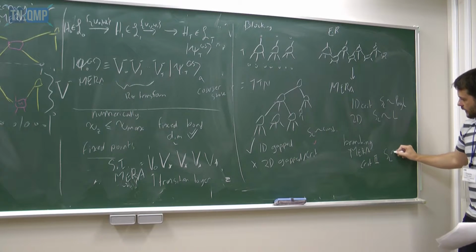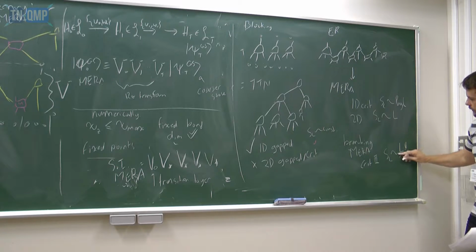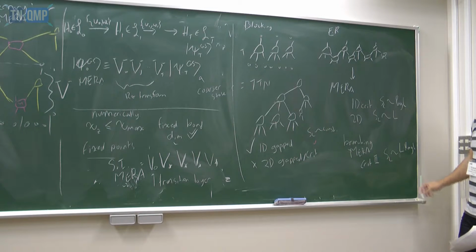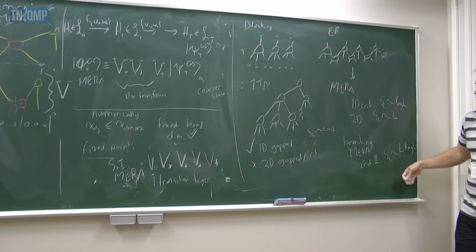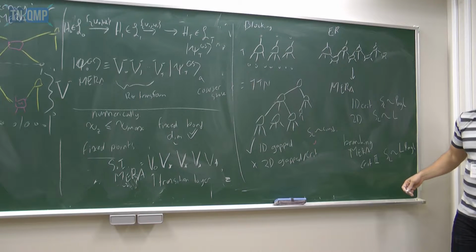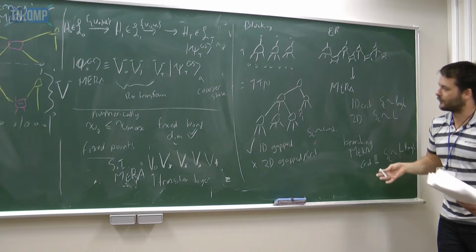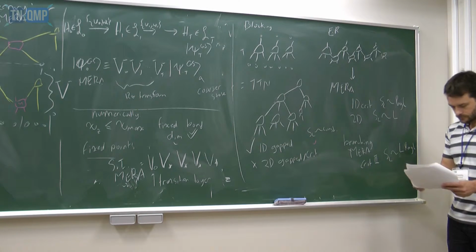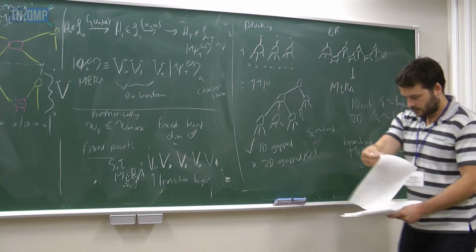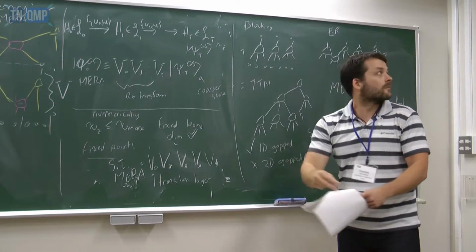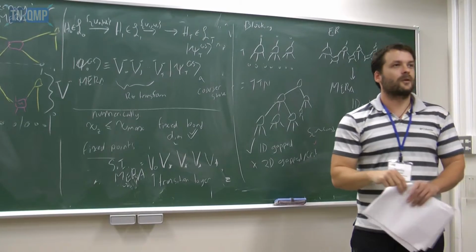So in 2D you can have systems where the entanglement goes as L log L, and you need something other than a MERA in order to make it work, by the same arguments we had here. Okay. We all good so far?